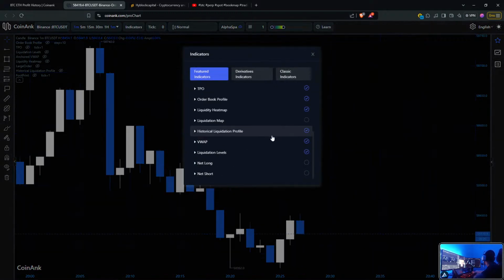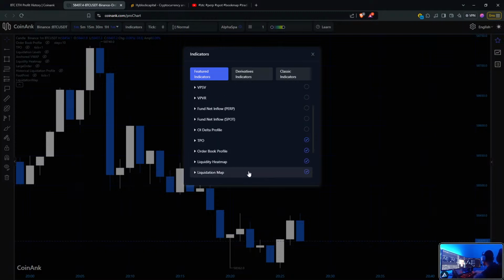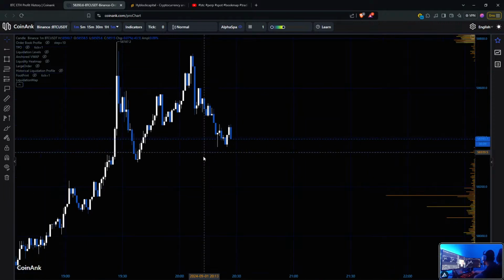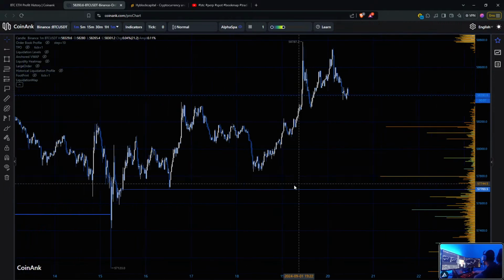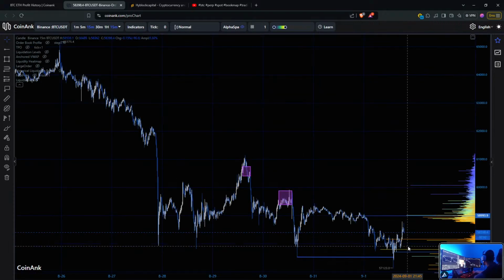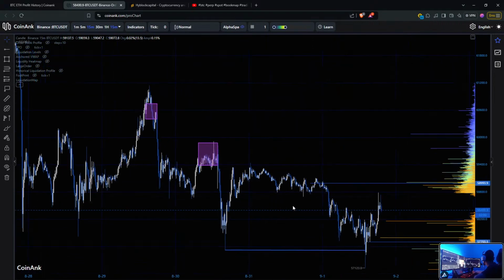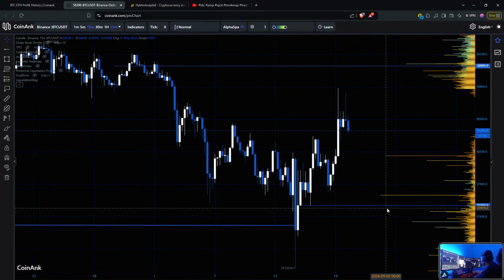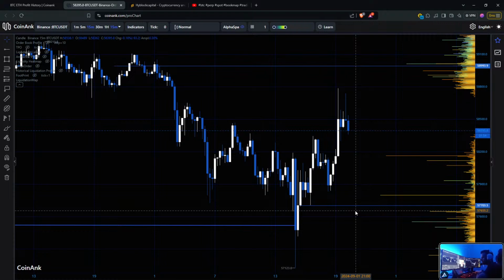Then there's a bunch of indicators here. And by the way, the liquidation map can also be shown here. But I guess that's it, guys. So for everyone who is in the Discord, if you guys have questions, shoot them up. I'll try my best to answer them. Tell me what you guys think, what you guys need. I'm listening. Otherwise, I'm going to take a break for dinner. But tell me what you guys think.